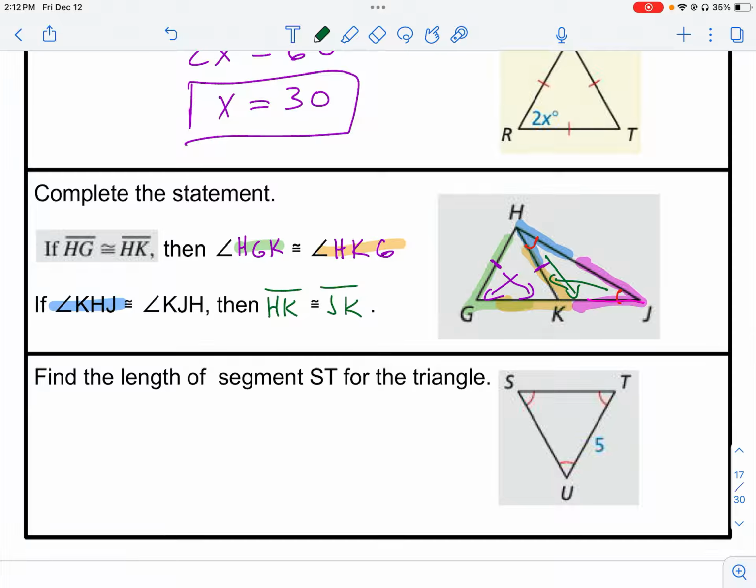All right, now we've got to find the length of segment ST for the triangle. Well, here we have 3 congruent sides, and we know the corollary to the converse of the base angles theorem says that if a triangle is equiangular, then it is equilateral. So equilateral means all 3 sides are congruent. So ST is going to equal 5.